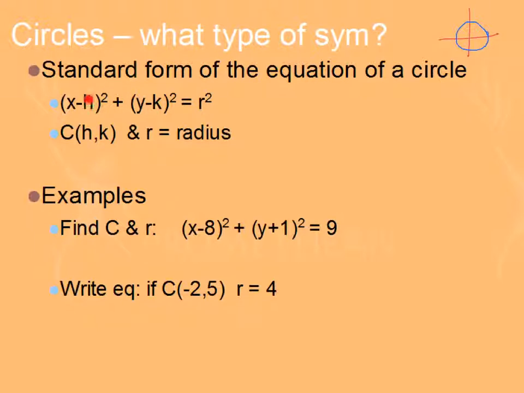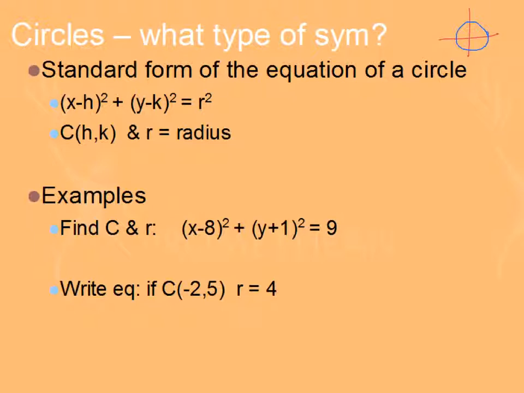So whatever number you see here, notice the sign is different. It's a minus h, but the center has a positive h here. All right, so this is basically the opposite of the x coordinate. This is going to be the opposite of the y coordinate. And then it equals r squared, or my radius squared.